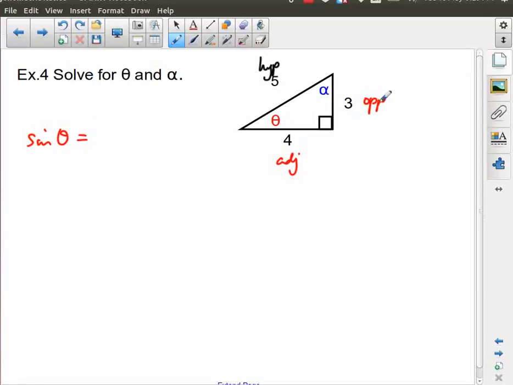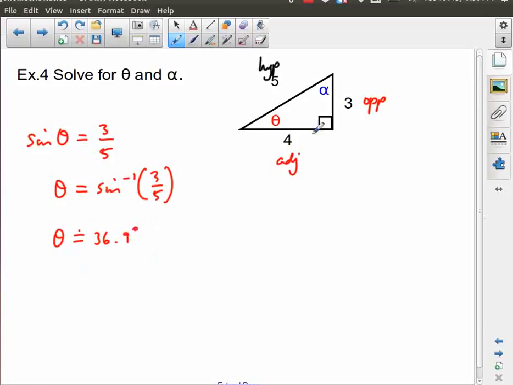The sine of theta is equal to opposite over hypotenuse. That's equal to 3 over 5. But that means that theta is equal to the sine inverse of 3 over 5. And theta is approximately equal to, and now I take the inverse sine of 3 divided by 5, and I end up with 36.9 degrees.